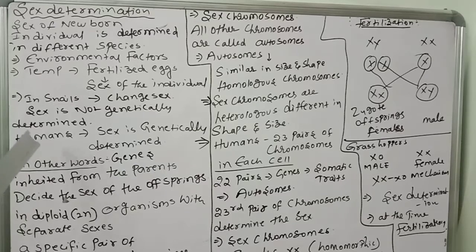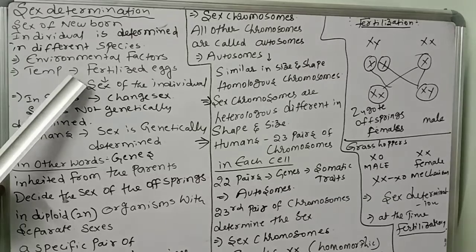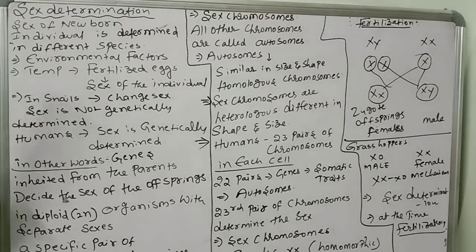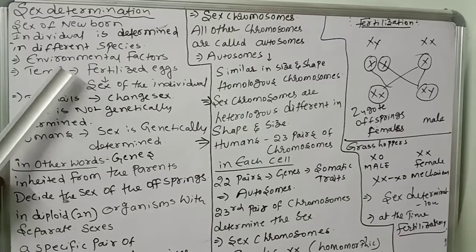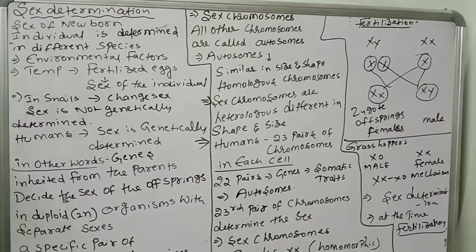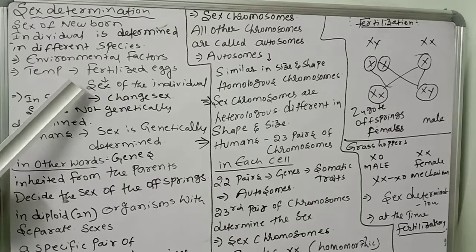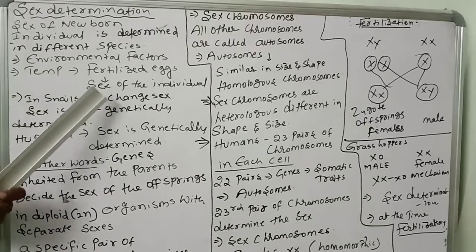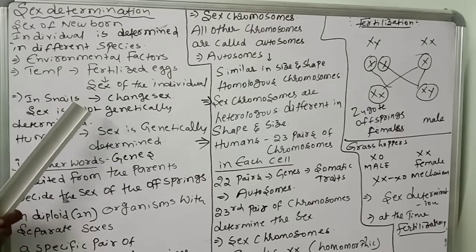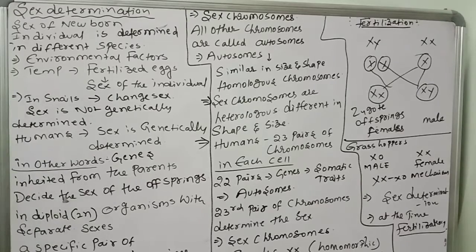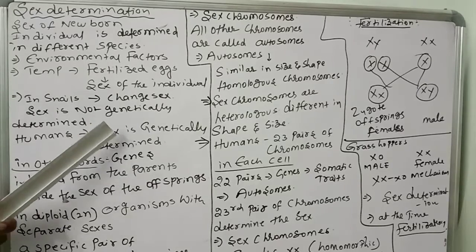Temperature also can decide. For example, parthenogenesis: some organisms produce a new one without fertilization, some with fertilization. So some temperature will decide whether it is female or male. Like that, some environmental factors affect fertilization and the sex of the individual will be decided. In snails, what happens? They can change their sex. So it was confirmed that sex is not genetically determined in snails. But in humans, sex is genetically determined.